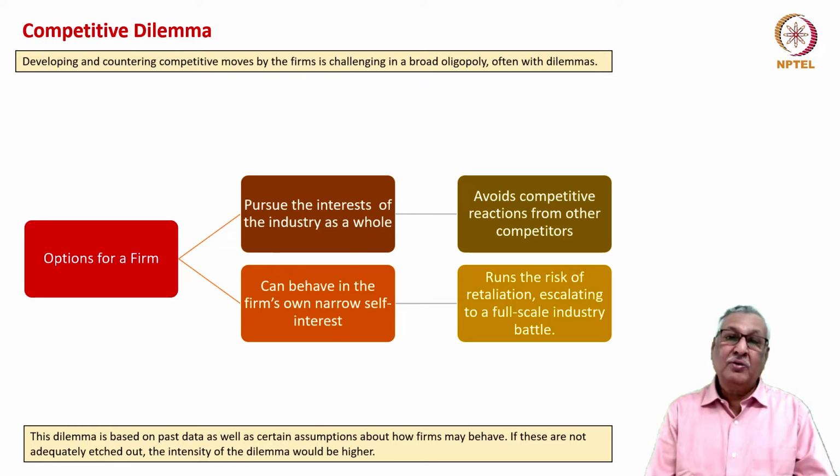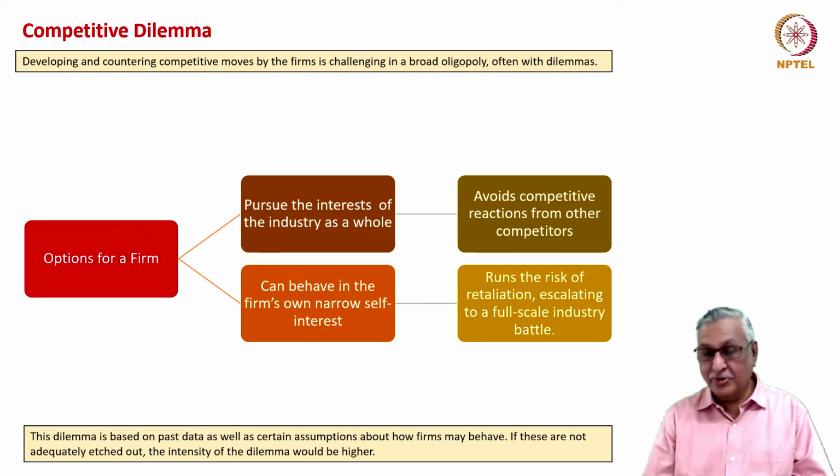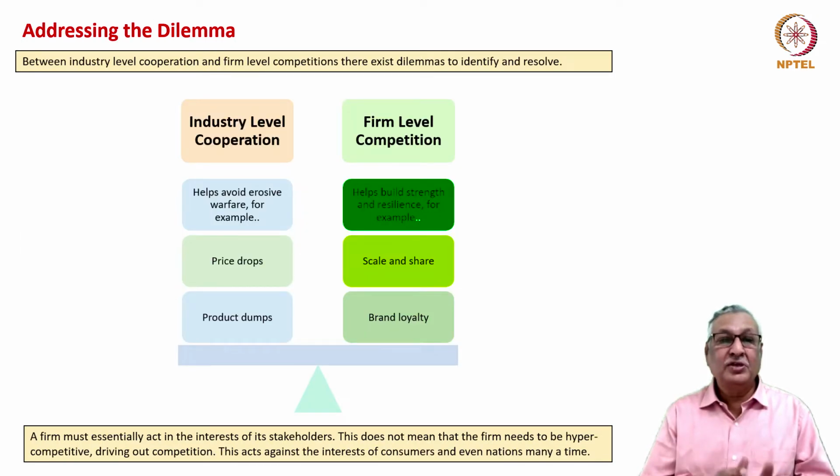These dilemmas are developed based on past data on how the firms behave and certain futuristic assumptions on how firms could behave. If these are not adequately etched out, the intensity of the dilemmas would only enhance. So it is important for analysts of strategy to understand the triggers for various competitive dilemmas and take an appropriate view. Between industry level cooperation and firm level competition, there are certain aspects that need to be taken care of.